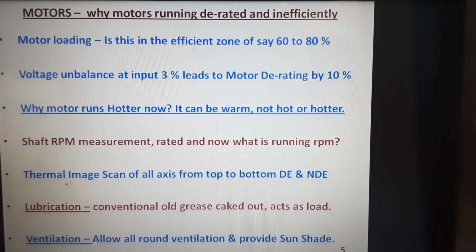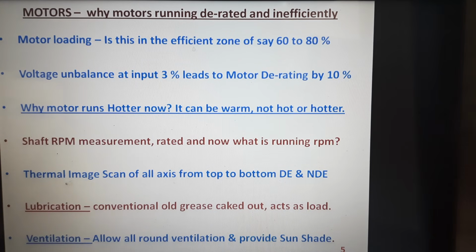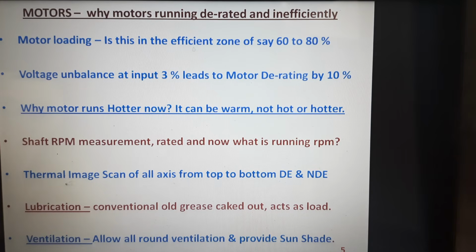One is the loading. The efficient loading zone is around 60 to 80% for the given motor. You just check for yourself whether your motor is loaded, by the average kWh consumed by the motor over a day, or over a week, or a month, or a year. If you are in the average of 60 to 80%, it is always relatively efficient compared to the inefficient zones like less than 50%.